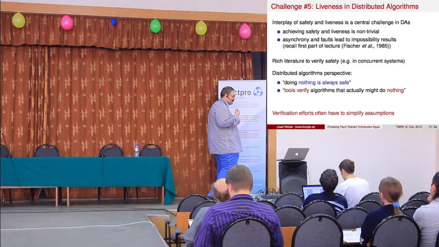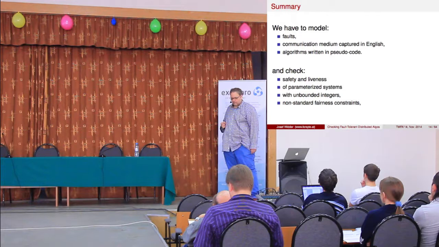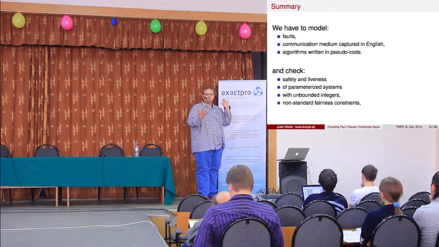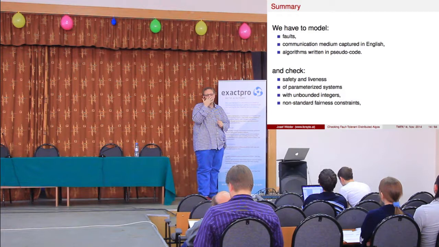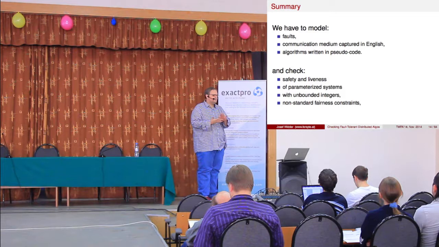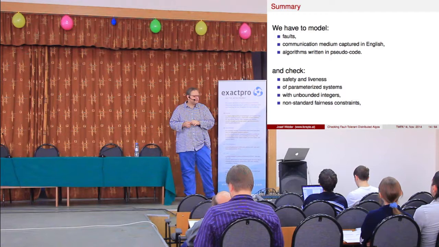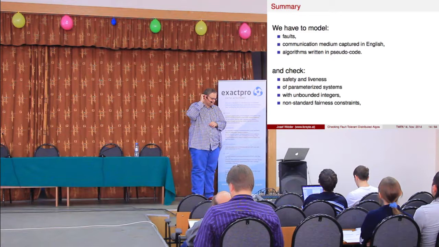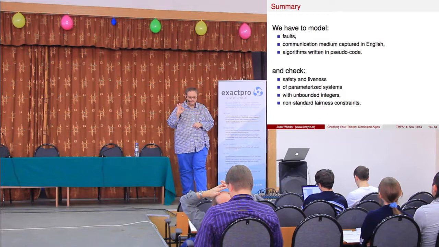So we have seen these challenges. We have to model faults. We have to model the communication medium. We have to model the algorithms. All this is given to us in a very informal way, typically. And we want to verify safety and liveness of parameterized systems with unbounded integers and with non-standard fairness constraints. So it's all a complicated task. And we want to start here with discussing how to address this from a modeling viewpoint.